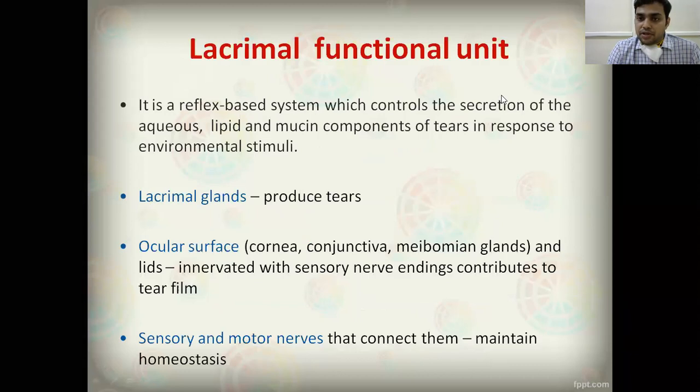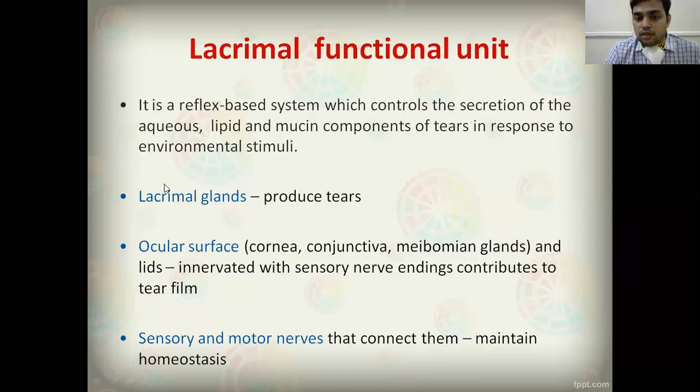So what is the lacrimal function unit? This lacrimal function unit is very important for the normal secretion of the tears. Basically it's a reflex-based system which controls the secretion of the aqueous, lipid, and mucin components of the tears in response to the environmental stimuli. It consists of lacrimal glands, ocular surface, and sensory motor neurons.